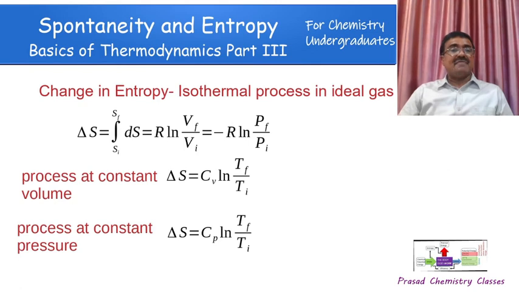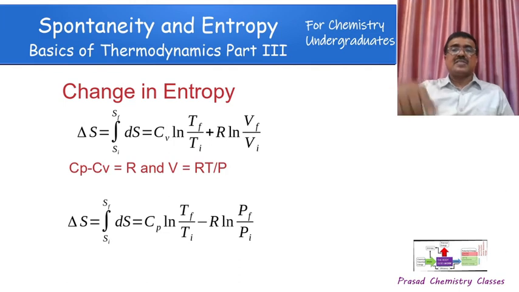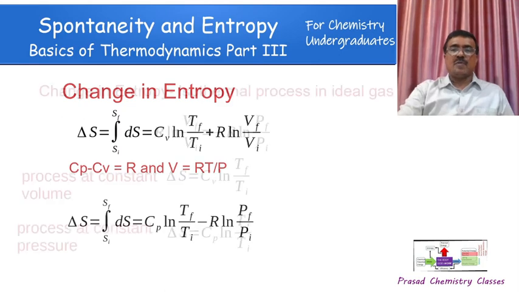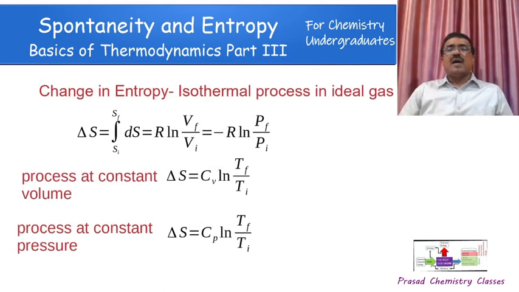And we consider different types of processes, isothermal processes. If you consider isothermal processes, what happens? The first term, both for Cp and Cv expressions, vanishes. So what will be remaining? It will be R log Vf by Vi or minus R log Pf by Pi. That will give you the change in entropy during isothermal expansion or compression. If we know the initial volume and final volume or initial pressure and final pressure, we can find it out. That's for 1 mole of a gas. For n moles, of course, multiplied by n.